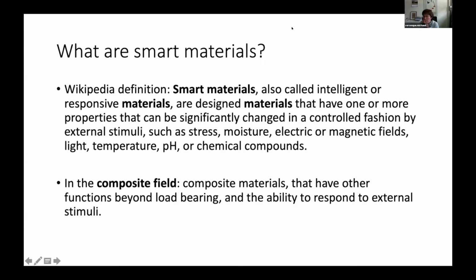So just to remind you briefly what smart materials are, we all agree that it's a very wide definition. They're often called intelligent materials or responsive materials. And if we look at Wikipedia, which is what everybody looks at, especially our students, these are materials that have been designed to have one or more properties that can be significantly changed in a controlled fashion with an external stimulus, such as stress, moisture, electric or magnetic fields, light, temperature, pH, whatever.